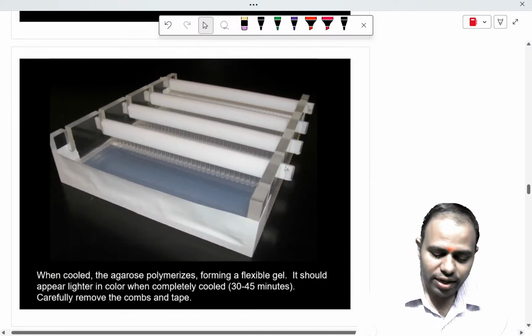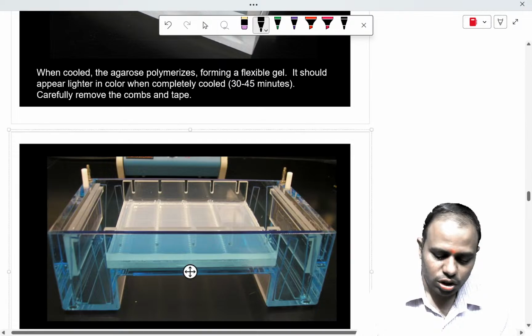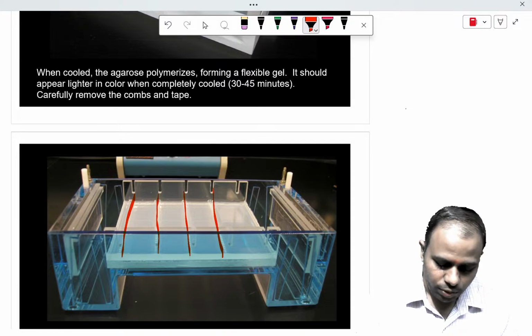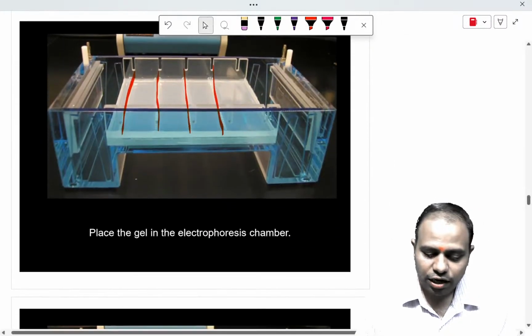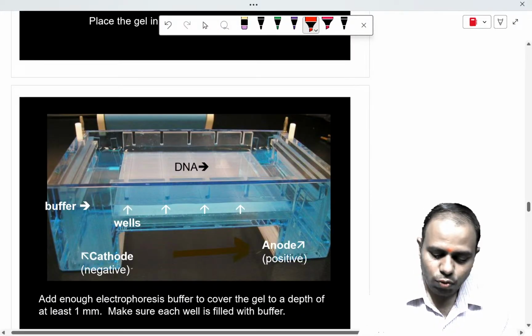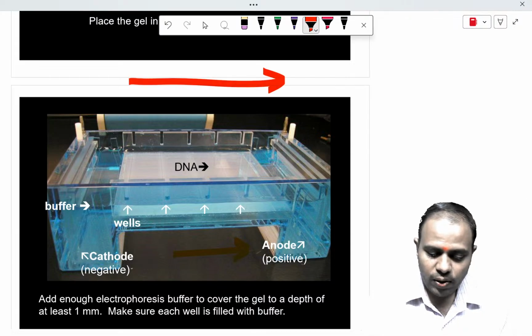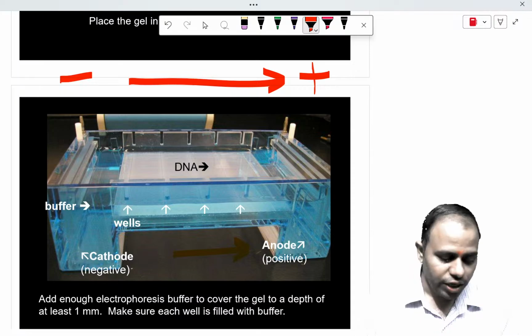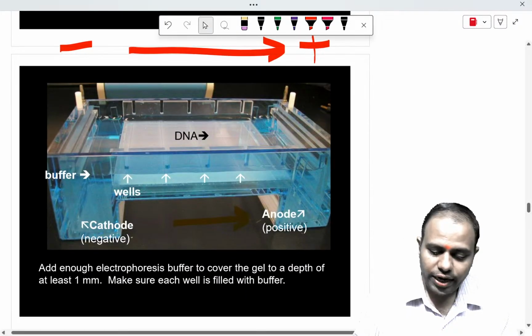See, these are the wells here. You can see the different wells here: lane number one, lane number two, lane number three, lane number four. The DNA is electrophoresed by connecting it to the power pack, and the DNA moves to the positive side. This is the positive side, and this is the negative side. So the DNA, being negatively charged, moves towards the anode. When the DNA moves here, gradually there is a separation of DNA bands.